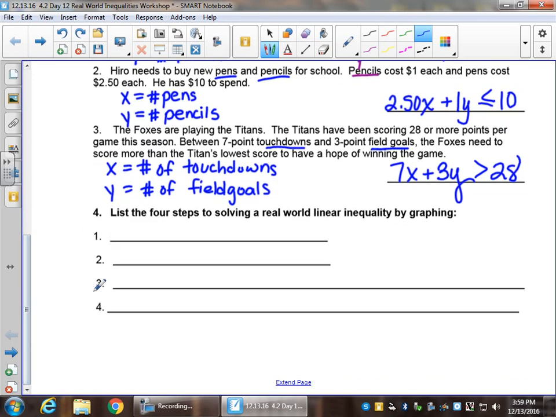To get ready for the next set of practice questions, list the 4 steps to solving a real-world linear inequality by graphing. So first, we are going to underline the question. Underlining the question helps us to pay attention to what is actually being asked. Reading the full question. We underline it, we'll pay attention to it. Step 2, define variables and write the inequality.